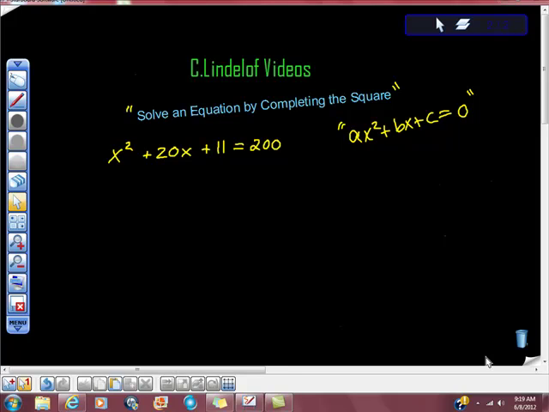All right, making the argument. Solve an equation by completing the square. So if you're in Algebra 1 or you're in first college algebra, your professor or your instructor may say to you just that. Solve this equation by completing the square.